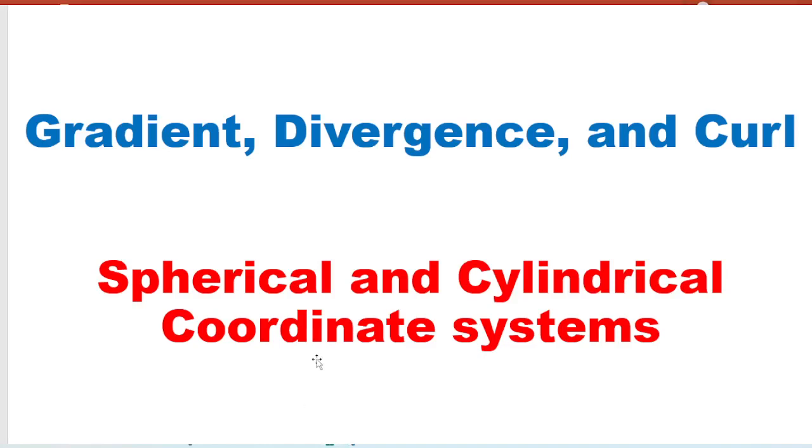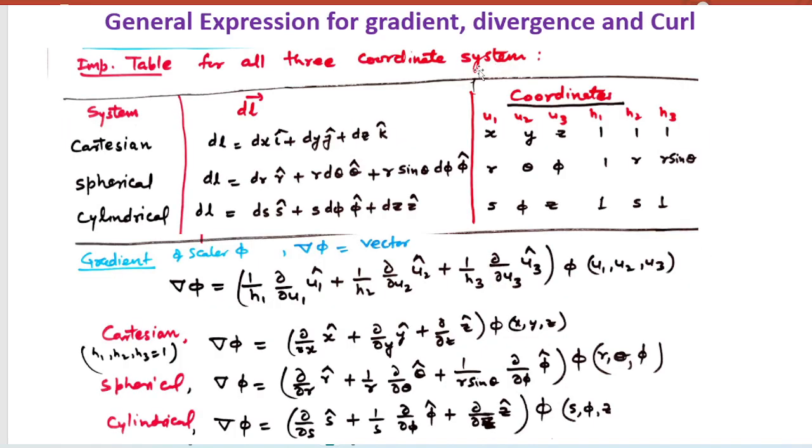Hi friends, in this video lecture I will discuss the gradient, divergence and curl in different coordinate systems. We have already seen the gradient, divergence and curl in Cartesian coordinate system, so we will focus on spherical and cylindrical coordinate systems. We will see the general expression for gradient, divergence and curl, from where we can find the gradient, divergence and curl in all three kinds of coordinate system.